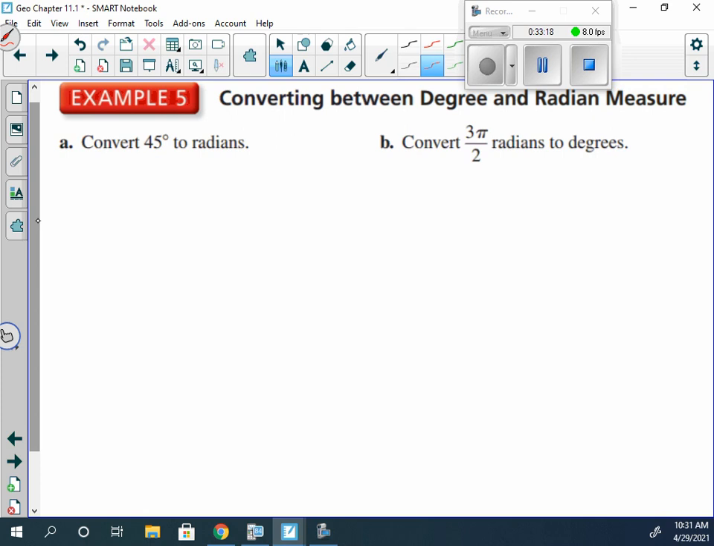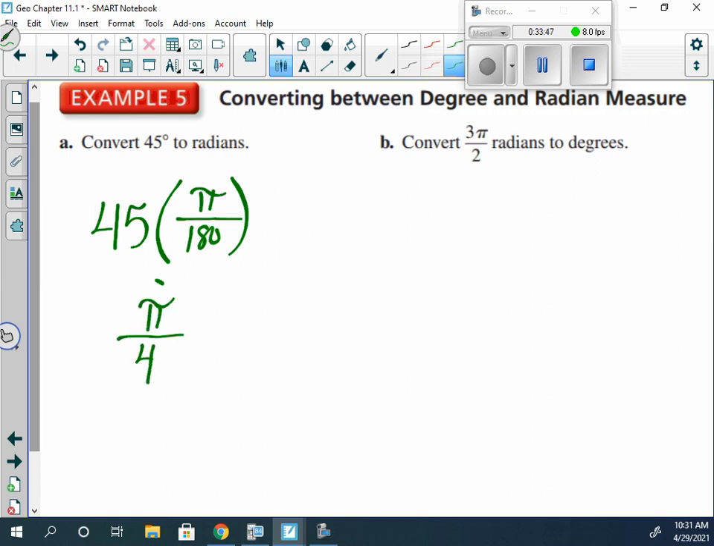So our first one here is we want to convert 45 degrees to radians. So what we'll do is we'll take our 45 degrees and multiply it by pi over 180. And at this point here, I just type that into the calculator. And if we type that in, we should get pi over 4. And that's it. That's all we have to do for this here. Any questions on this here?